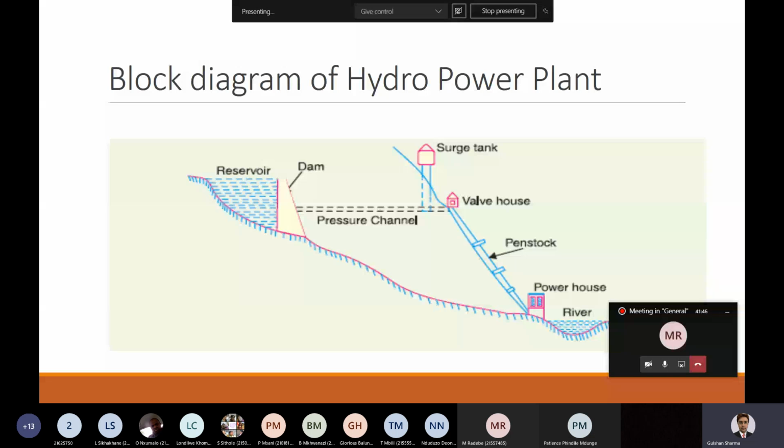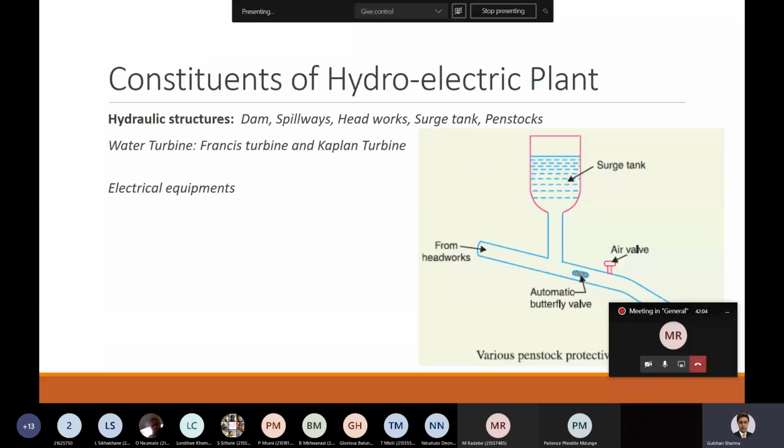Then we discussed the importance of the surge tank: what happens if the load is suddenly thrown off, or there is a sudden increase in the load on the turbine generator set, and how the surge tank helps avoid bursting the penstock. We discussed this in the last class. Then we discussed the various types of water turbines, like the Francis turbine and the Kaplan turbine. We also discussed the reaction turbine.